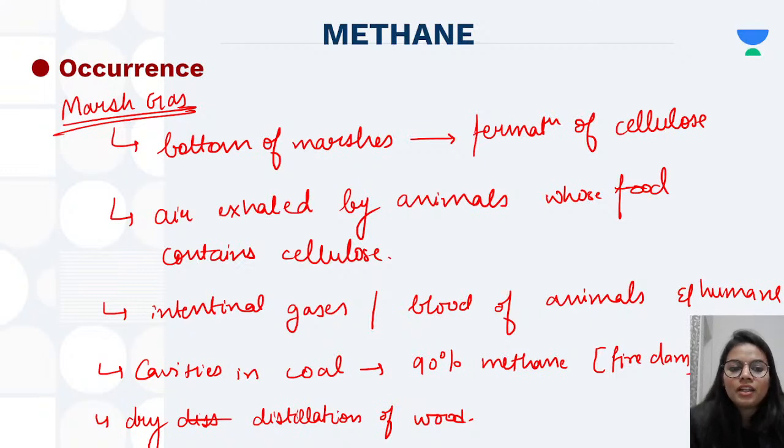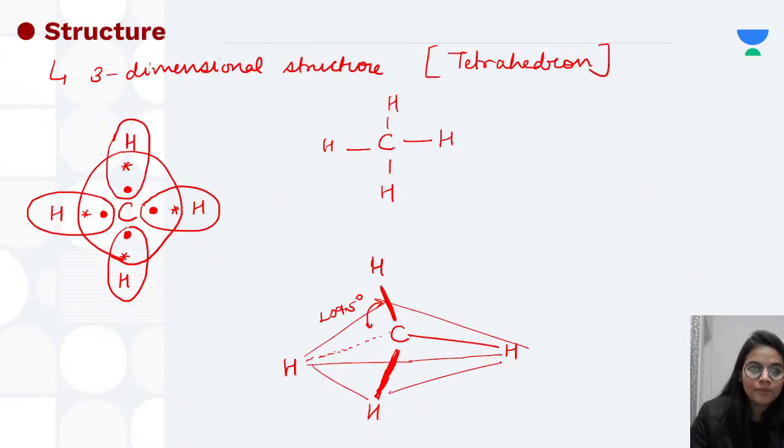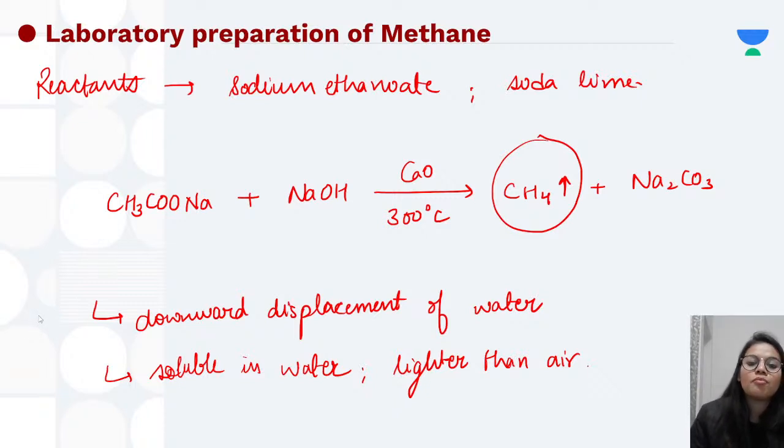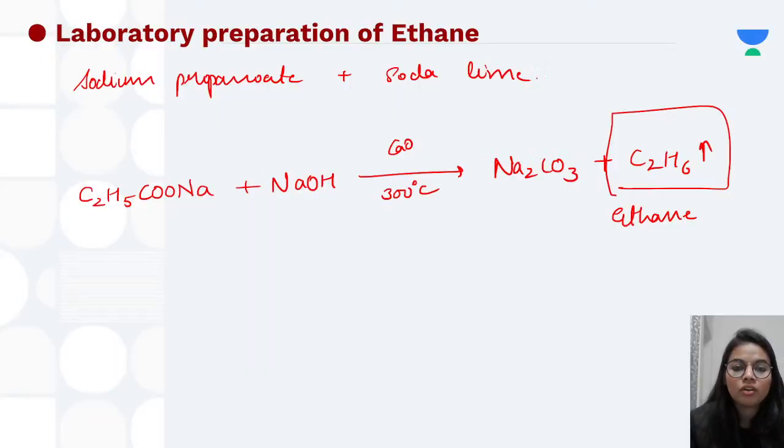Methane occurs normally at the bottom of marshes, and it is also present in air exhaled by animals whose food has cellulose. It is present in intestinal gases and blood of animals and humans, in cavities of coals, and we can also get it by distillation of wood. Its structure is tetrahedral. Next, the laboratory preparation of methane and ethane. For methane, we heat sodium ethanoate with soda lime. Similarly, for ethane, we take sodium propanoate and soda lime.